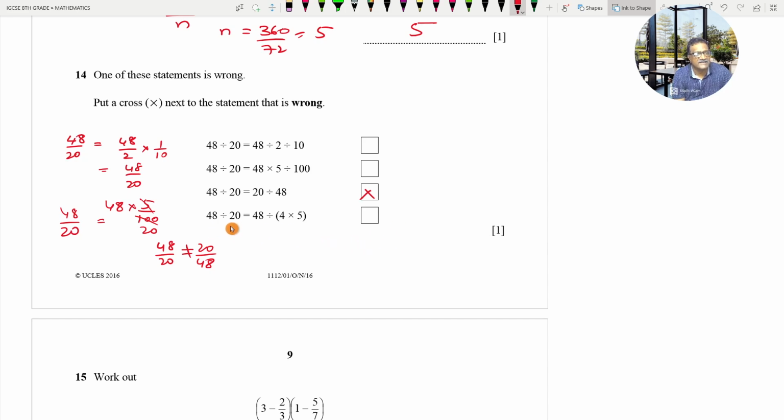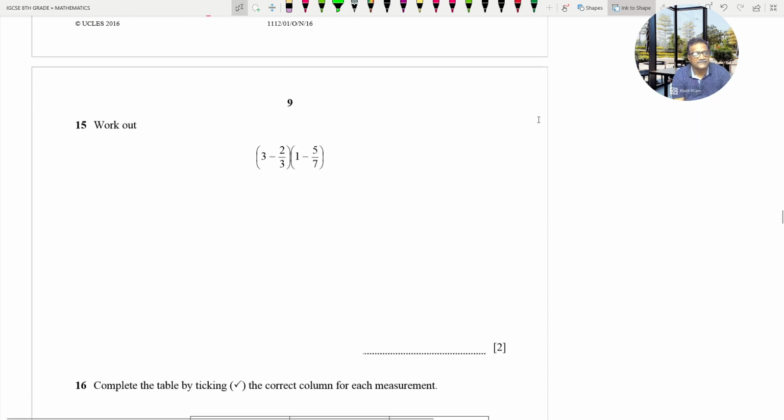48 divided by 20 is equal to 48 divided by 4 into 5. So 48 divided by 4 into 5 is 20. Okay, so this is a correct statement. 48 divided by 20 is equal to 48 divided by 20. So they have asked you to put a cross at the wrong statement. So this is the answer. All right. That was question number 14.